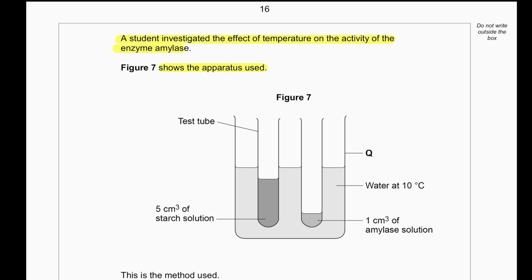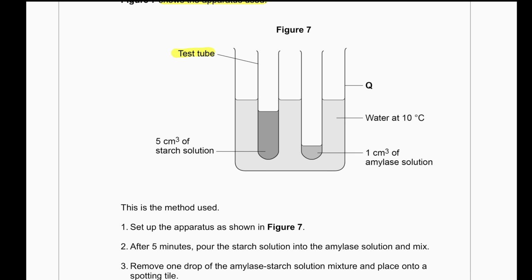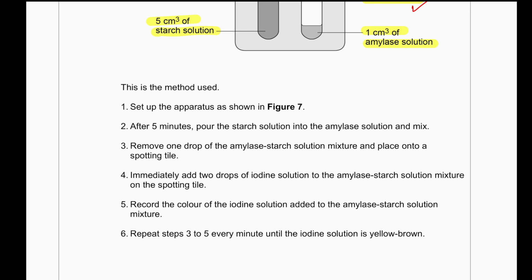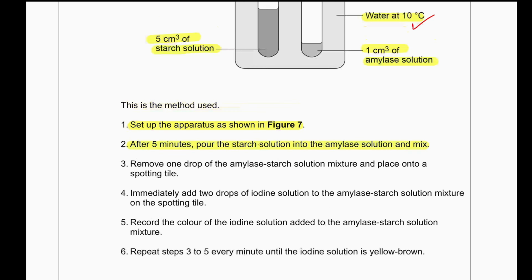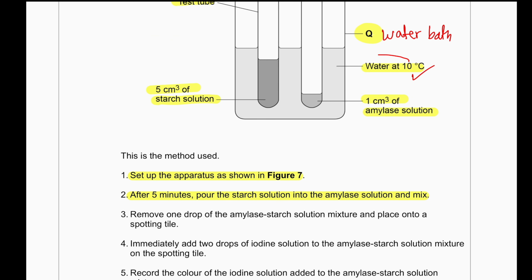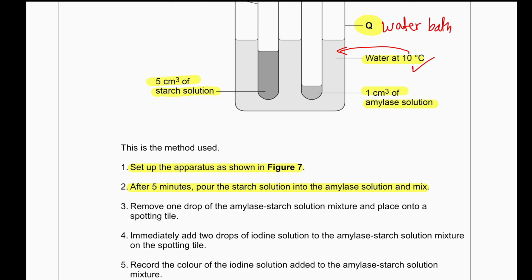A student investigated the effect of temperature on the activity of the enzyme amylase. Figure 7 shows the apparatus used. We can see a test tube. We can see a beaker Q which contains water at 10 degrees Celsius. So beaker Q is acting as a water bath. We can see 5 cm³ of the starch solution and 1 cm³ of amylase solution. Both are incubated at the same temperature. The method used: set up the apparatus as shown in figure 7. After 5 minutes, pour the starch solution into the amylase solution and mix. So we are putting them for 5 minutes in the same temperature so that they acclimatize, or come to the same temperature, before we start the experiment.